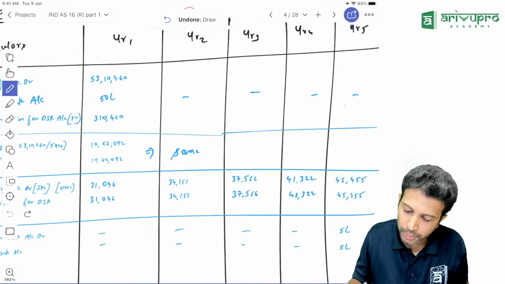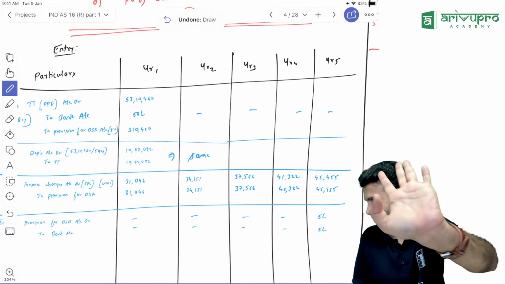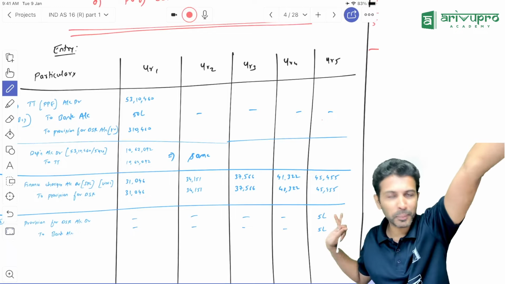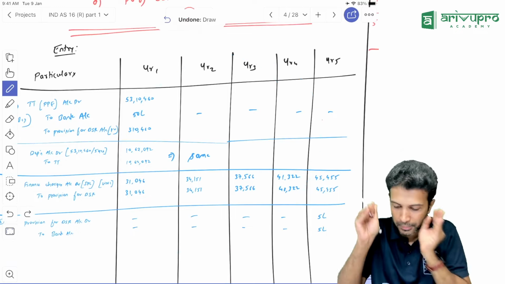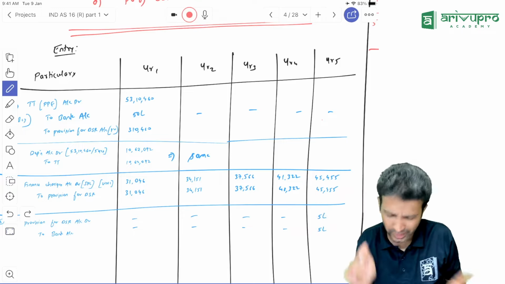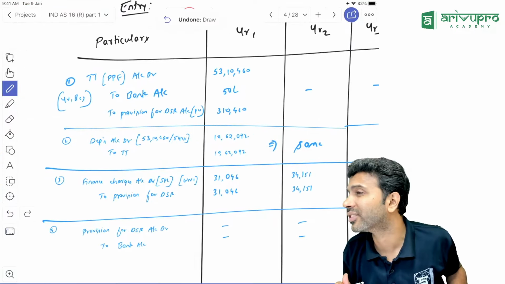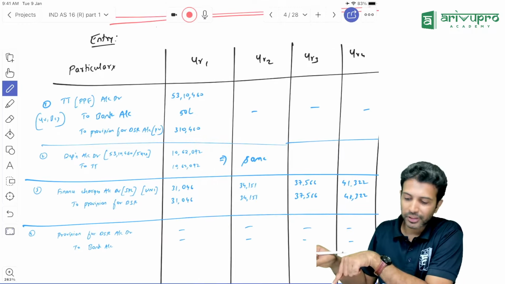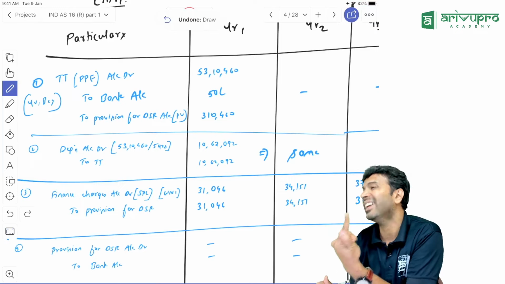So this is a columnar presentation of the journal entry. I feel this is acceptable, but ICAI does not do this. So the choice is yours. Either you can pass all the 5 years' entries separately, or you can do entries like this. In my view, this is okay, but I will leave it to your judgment. One advantage of presenting in columnar format is you don't have to write the same journal entry 5 times. You can write it only once.